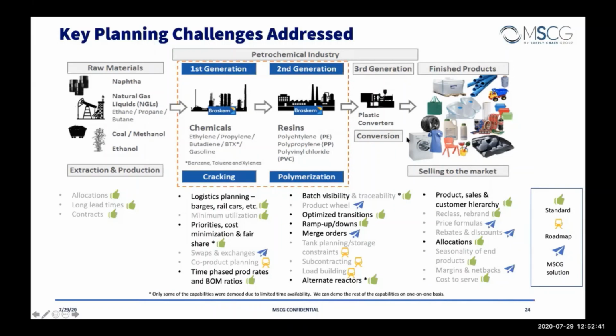Also, the green thumbs up are the standard available features. Then there are the SAP roadmap features, and the MSCG solutions are the ones where we have done some workarounds or some other things. You can go to the next slide.